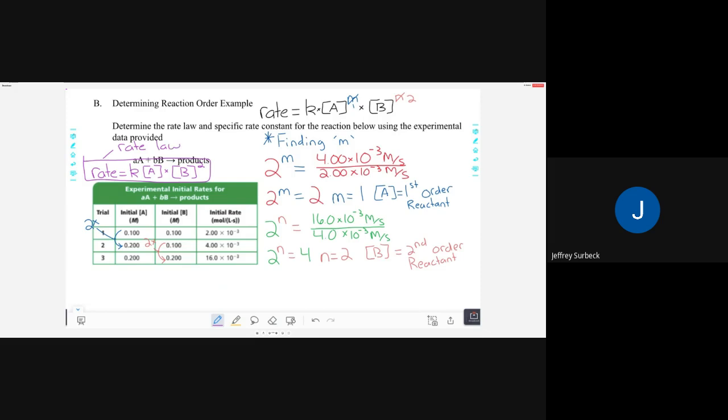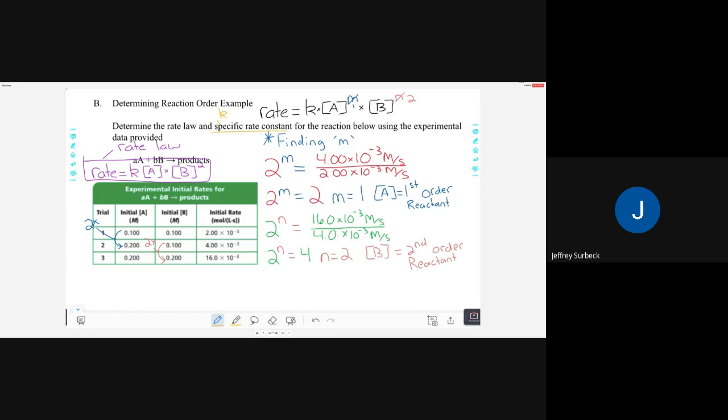Okay, now we just got one more part, and it's not overly difficult. We want to find that specific rate constant. Okay, specific rate constant, that is a K. So here is what we want to do. We want to pick one experiment, and we're going to plug those numbers in. So we can have experiment or trial 1, 2, or 3. What experiment do you guys want to do? 1, all right, too easy.